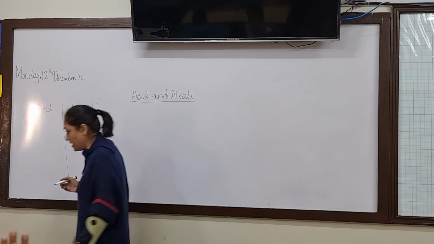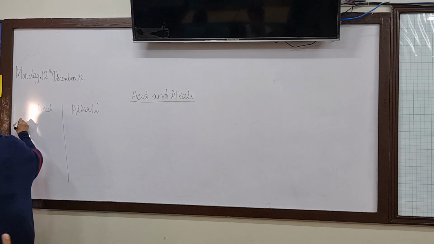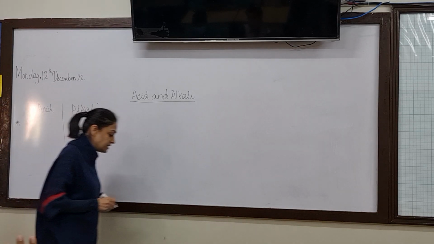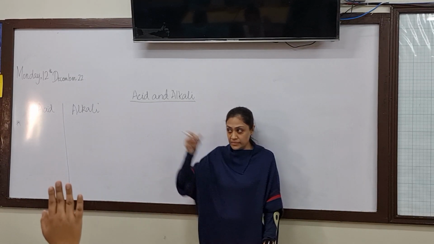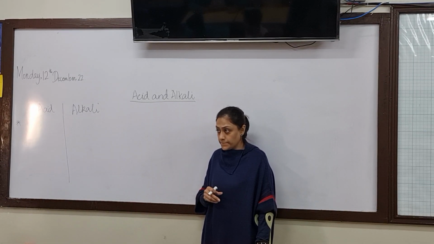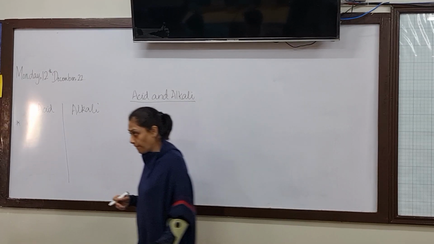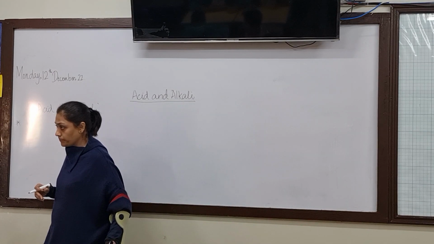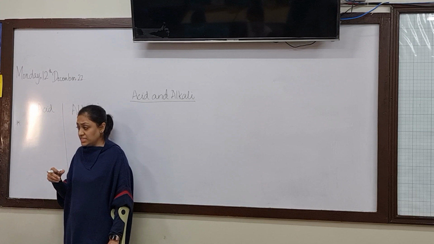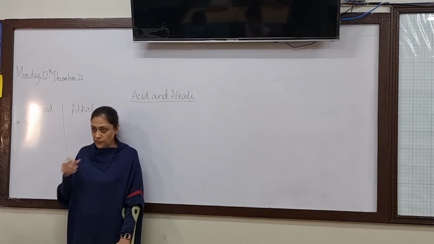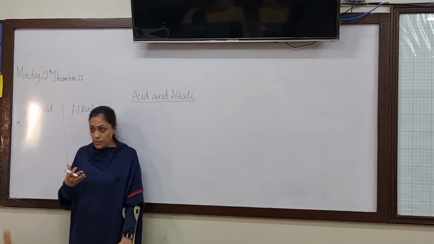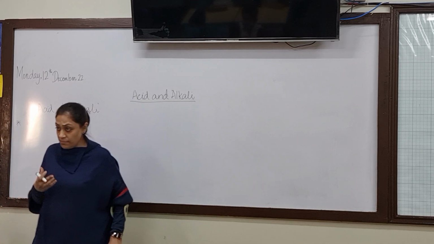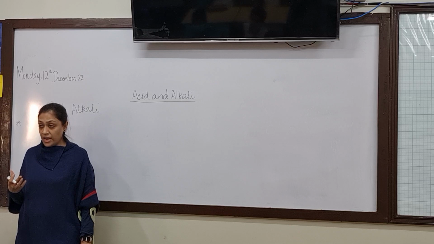Can someone tell me how do we know that something is an acid? Yes? We know that it is an acid because when we dip blue litmus paper into it, it turns red. Okay, that's because this is the last test we usually do. The first test is the tasting test. So can someone tell me how do we know that something is an acid or an alkali?